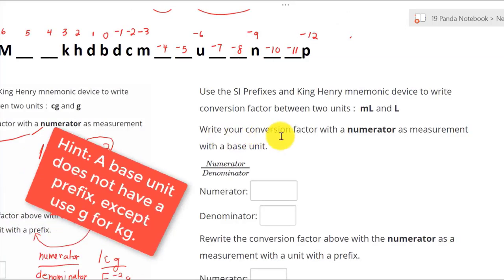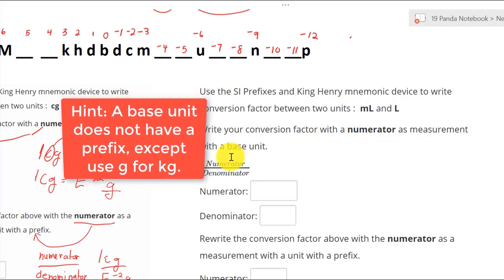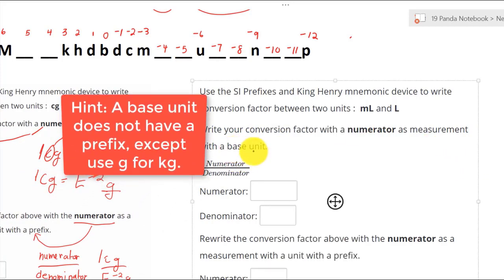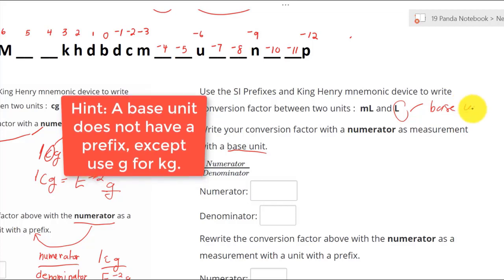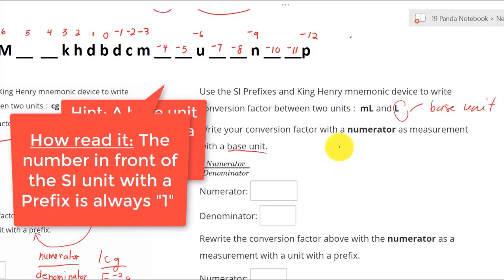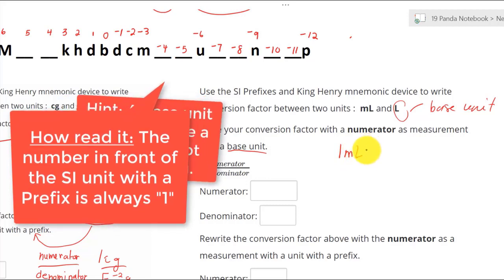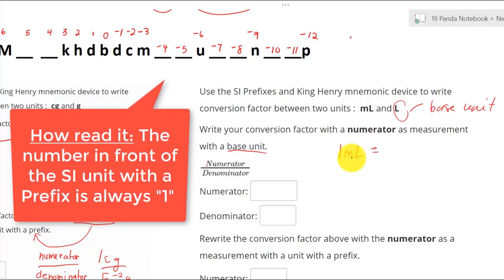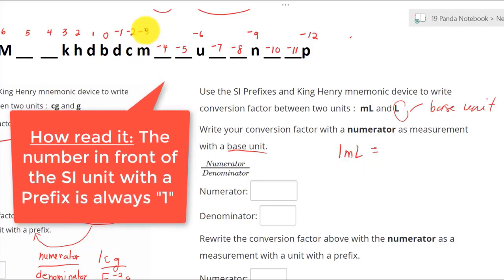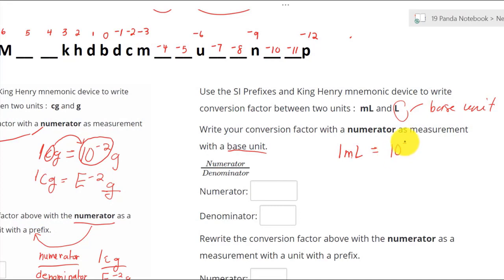Second problem, okay? It asks you to write your conversion factor with a numerator as a measurement with a base unit. So my numerator is going to be my base unit. So liter is going to be my base unit. Okay, so I'm going to start with 1 milliliter. I have to go back to the Mighty King Henry. The letter M has a 10 to the negative 3. 10 to the negative 3 liter. But when we input it into our computer, the 10 would represent capital E to the negative 3 liter.